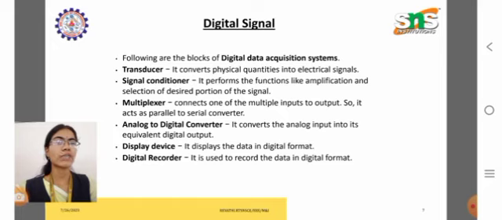Following are the blocks of a digital data acquisition system. Transducer. It converts physical quantities into electrical quantities. Signal conditioner. It performs functions like amplification and selection of the desired portion of the signal. Multiplexer. Connects one of the multiple inputs to the output, so it acts as a parallel to serial converter. Analog to digital converter. It converts the analog input into its equivalent digital output. Display devices. It displays the data in digital format. Digital recorder. It is used to record the data in digital format.